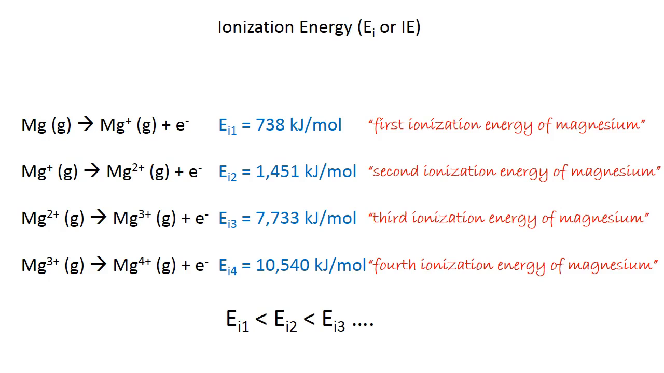We're going to talk about other trends next, trends between different elements. If we look at the periodic table, we're going to look at trends in first ionization energies.